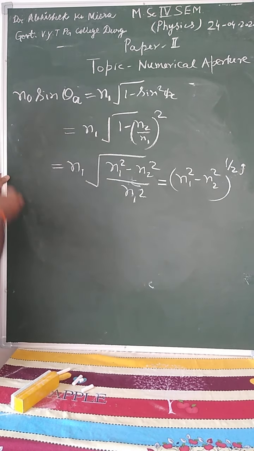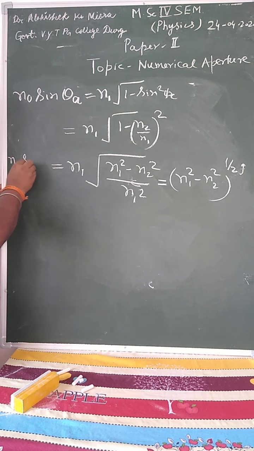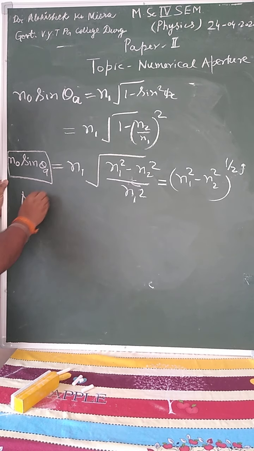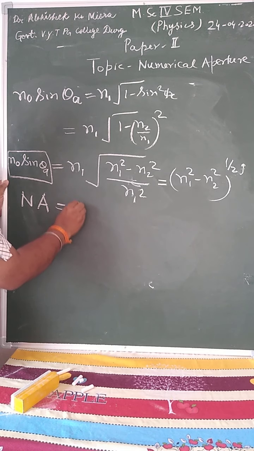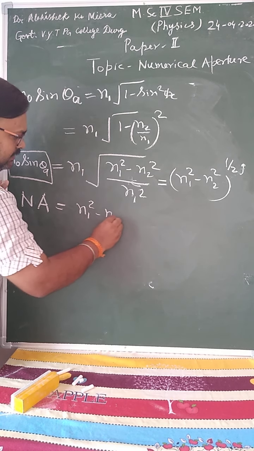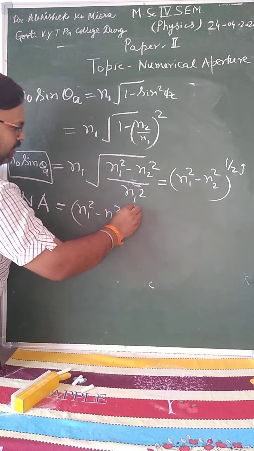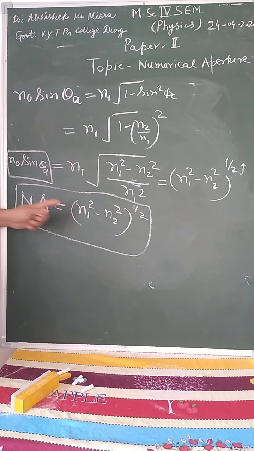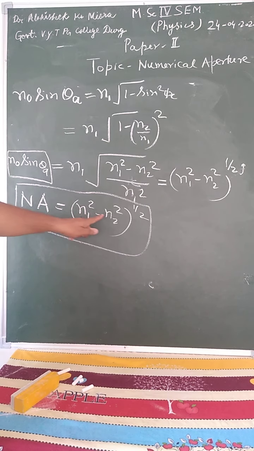1 by 2. The left hand side of this equation, N0 sin theta a, is called numerical aperture, written as NA equals (N1 square minus N2 square) power 1 by 2. Here N1 represents the refractive index of core and N2 represents the refractive index of cladding.